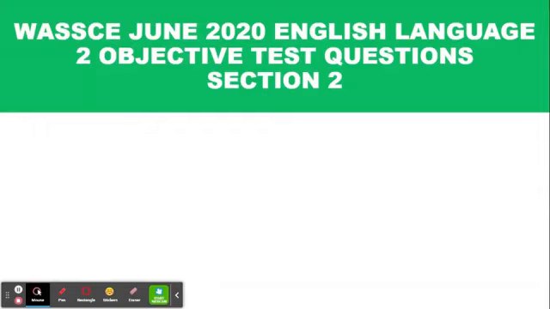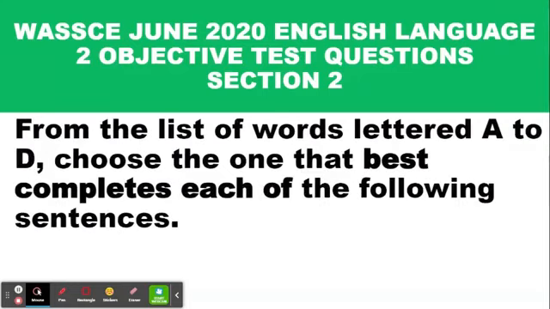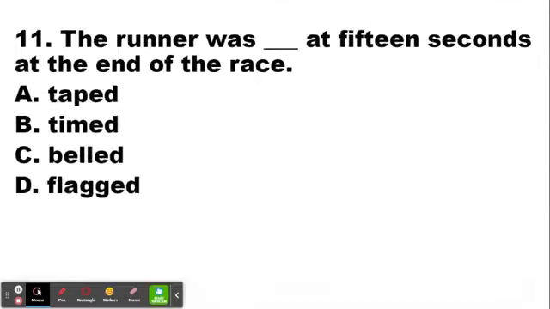Now, let's begin to look at Lexis and structure questions, or objective test questions, if you like, in the West African Senior School Certificate Examination of June 2020. Now, the instruction is as follows. From the list of words lettered A to D, choose the one that best completes each of the following sentences. We begin with question 11.